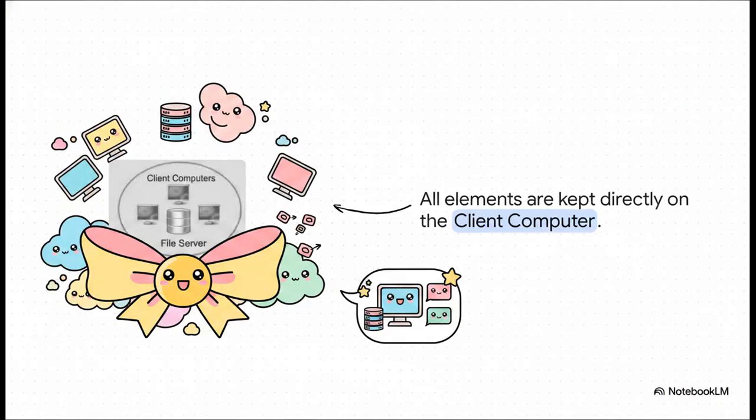Moving on to Section 2, one-tier architecture, the local setup. In a one-tier setup, absolutely everything is self-contained. The client computers and the file server, the database itself, are wrapped up in the exact same environment. The user interface, the middleware, and the back-end data all live directly on the client machine. There is zero network separation here. Think of it like a chef growing all their own vegetables directly inside the kitchen.